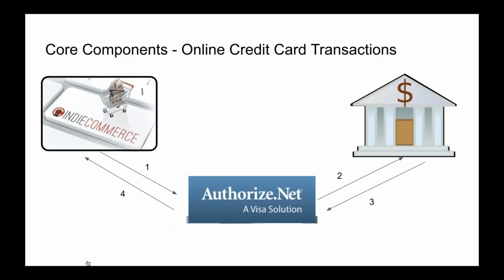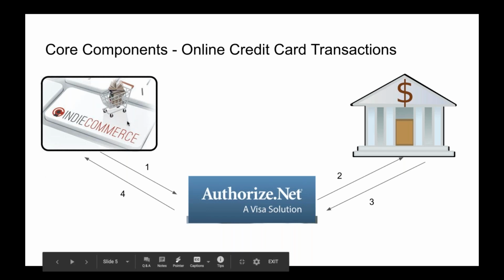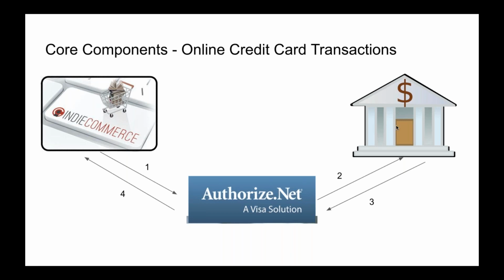These are the three main components that work together to make online transactions possible. You have your IndieCommerce website, which is where your customer is going to place orders, you have your Authorize.net payment gateway, and then you have your customer's credit card bank. First, when an order is placed from the IndieCommerce website, the credit card information and the order information is sent to Authorize.net.